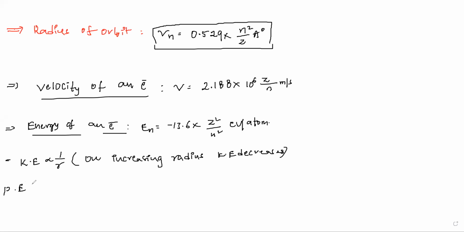And next, potential energy is directly proportional to 1 by minus r. That means on increasing radius, potential energy increases.